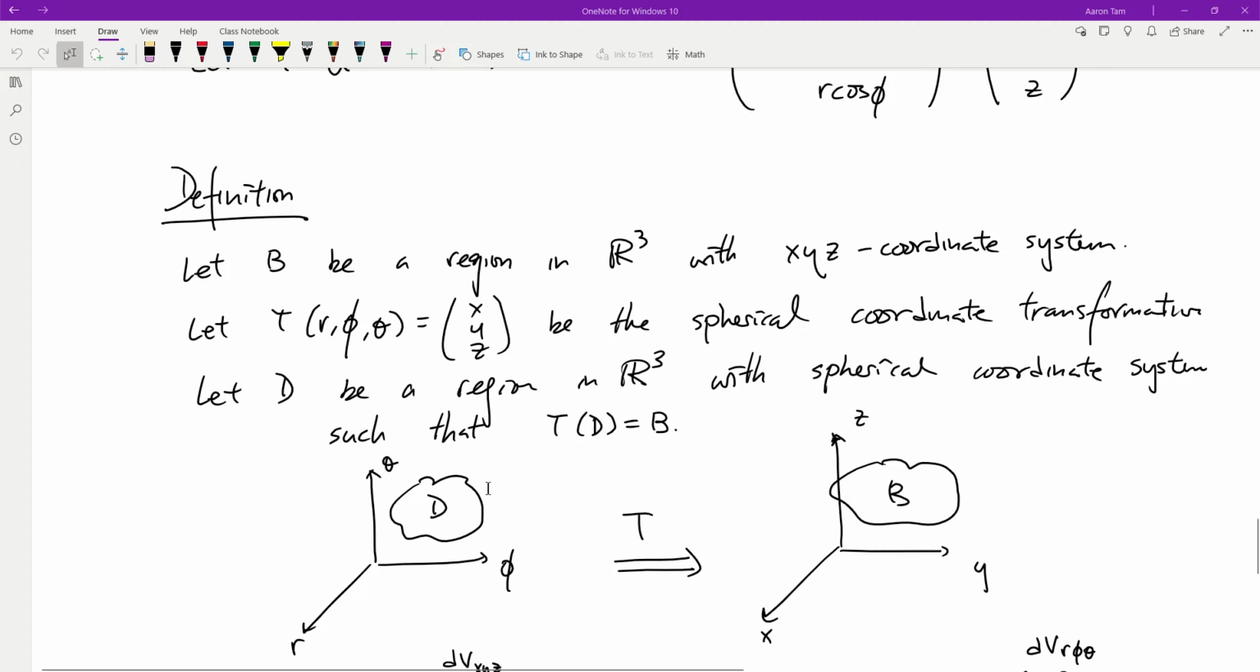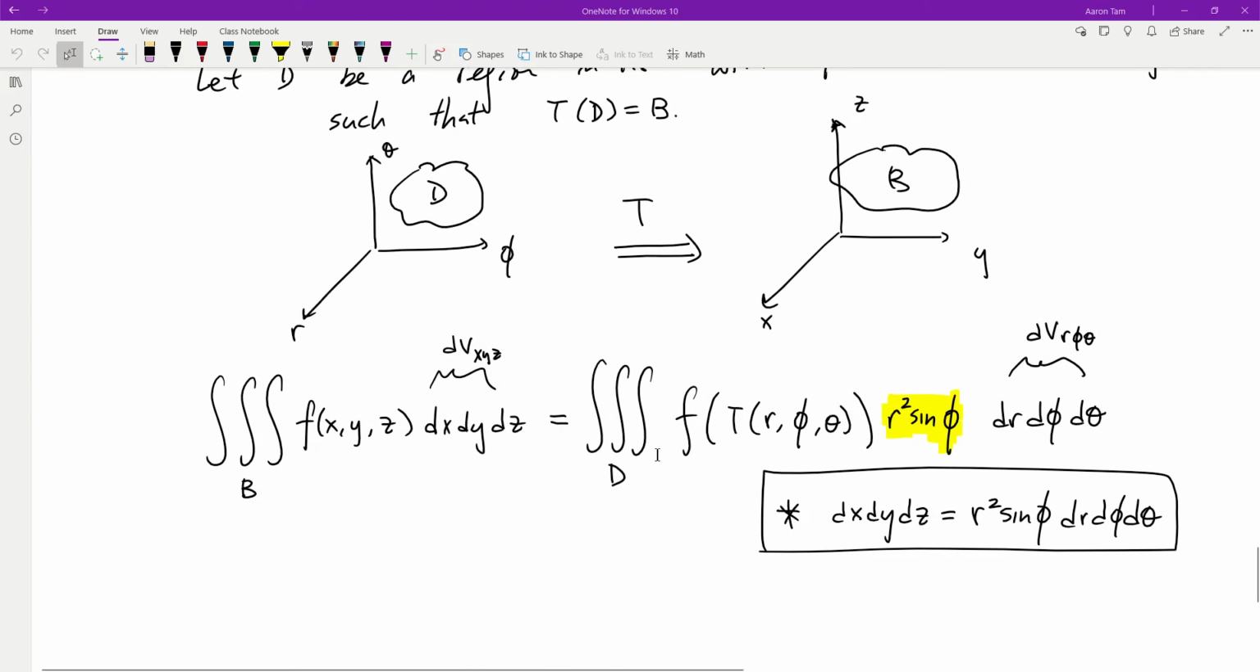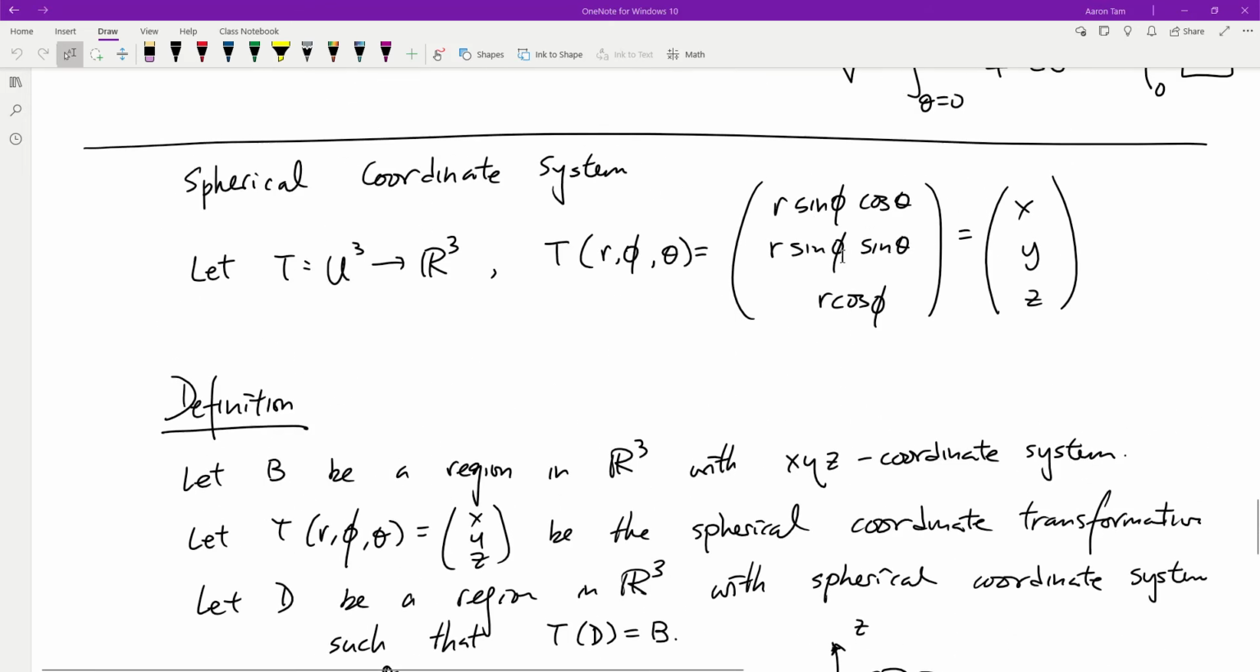So the formula is right here, which basically requires us to do the same three things we normally would. Whatever region we're given in xyz, which is called region B, we have to convert into a new region D in the spherical coordinate system r phi theta. Then we change the input of the function from xyz to the transformation of r phi theta, meaning changing x, y, and z into the formulas right here.